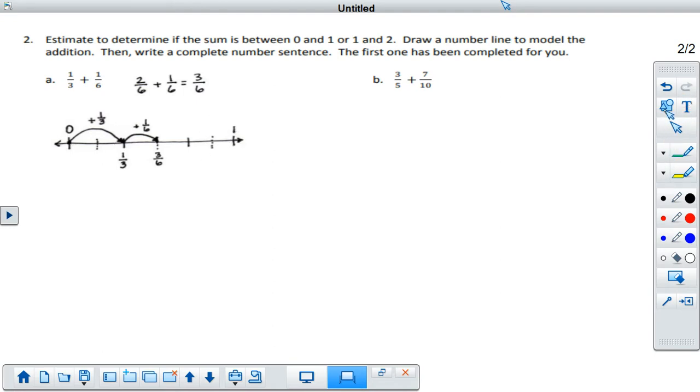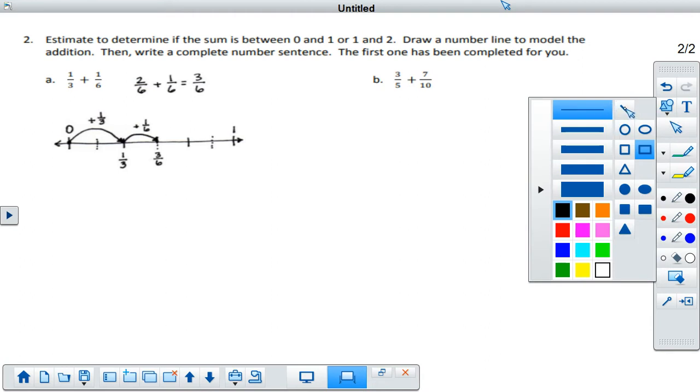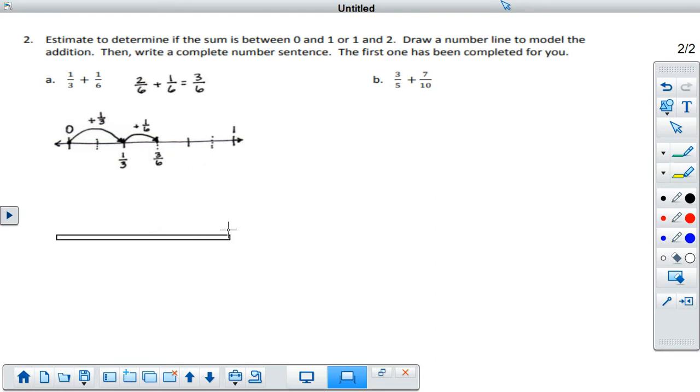Now, I don't necessarily like the way that this number line is drawn, so I'm going to demonstrate just with another number line. Oh, that's the wrong thing.